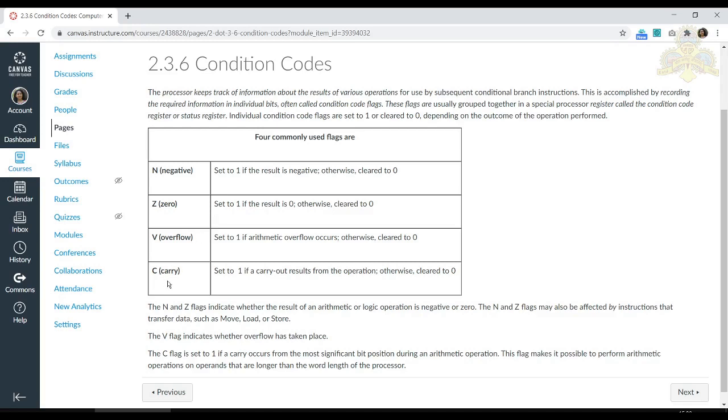Then the last is the C flag, that is carry. It is set to 1 if a carry occurs from the MSB, the most significant bit position, during an arithmetic operation. Now, these flags make it possible to perform arithmetic operations on operands that are longer than the word length of a processor. If there is no carry, then it would be set to 0. Okay, getting it?